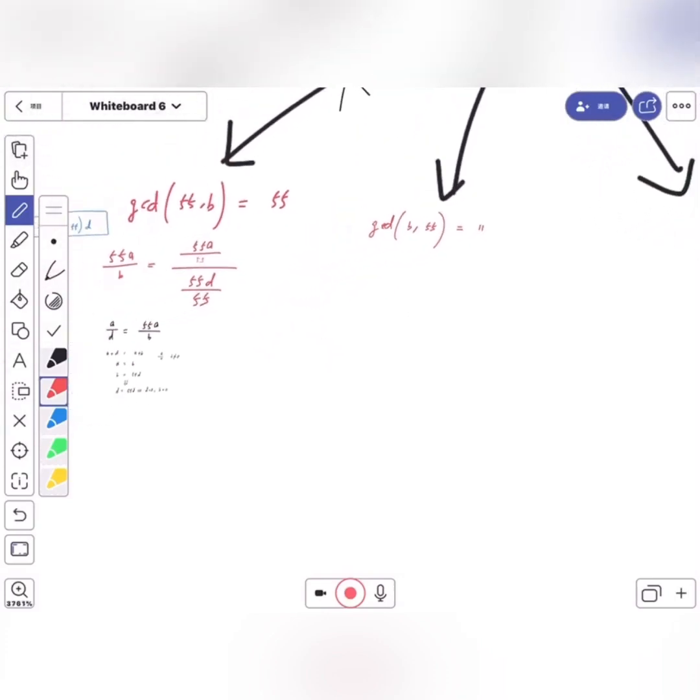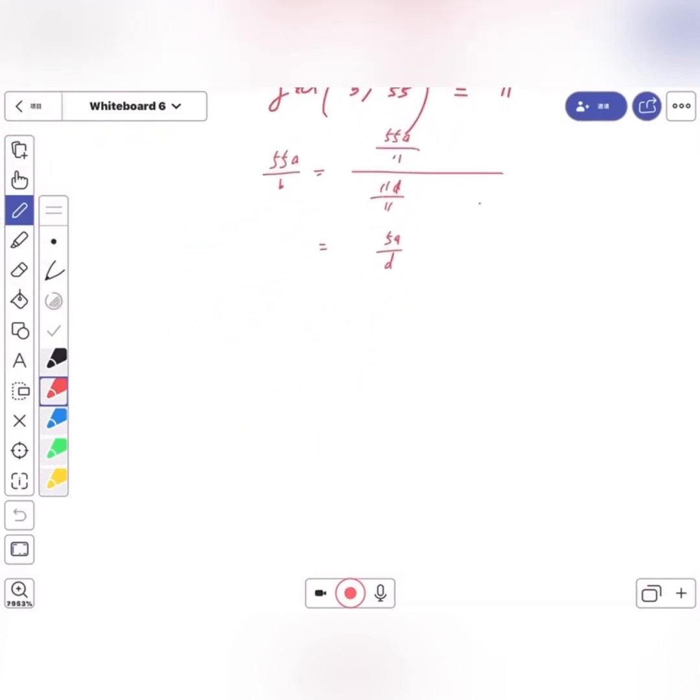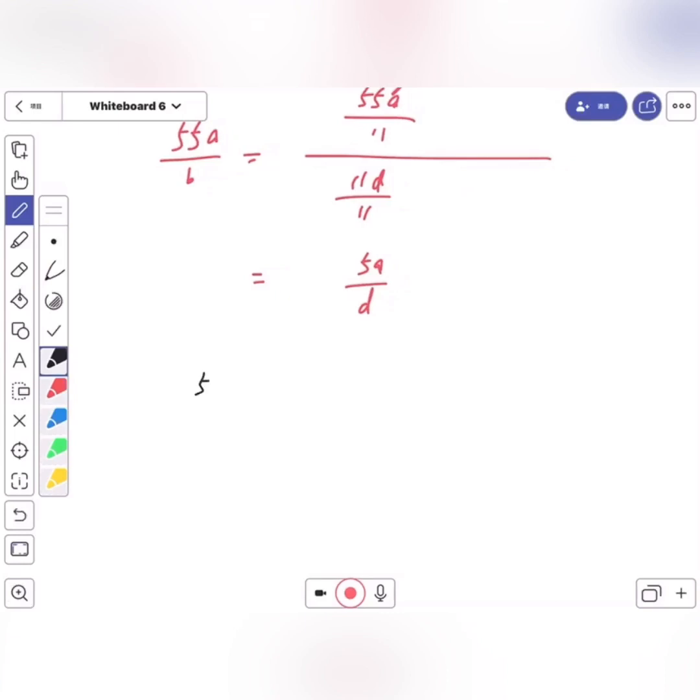Okay, then 55a over b, which is our original fraction of 55r, that's gonna be equal to 55 times a over 11 over 11d over 11, which is equal to 5a over d. Now apply the second condition, we're gonna get 5a plus d is equal to a plus b. Well, because we know that this is not simplifiable because a and d must be relatively prime.